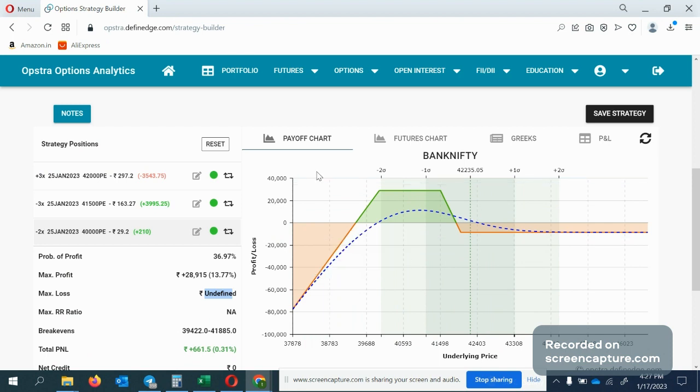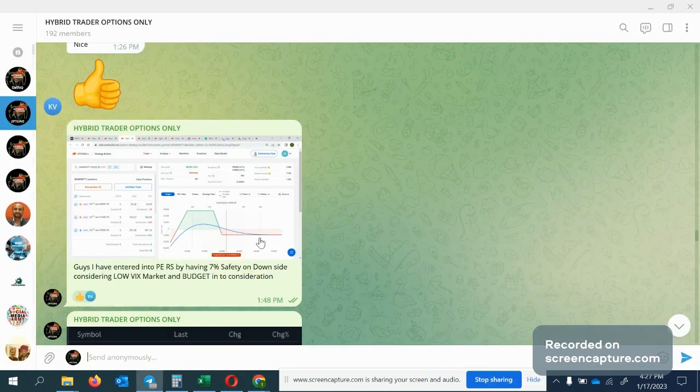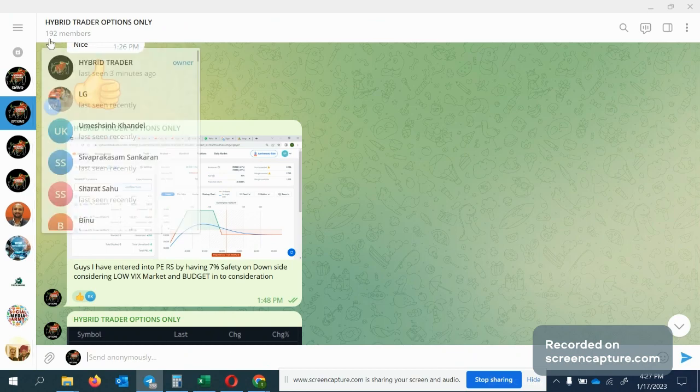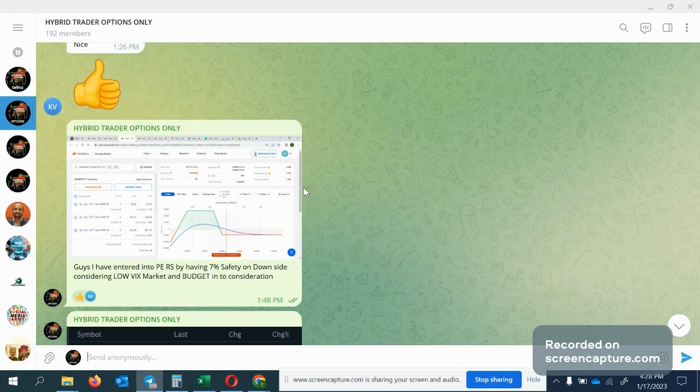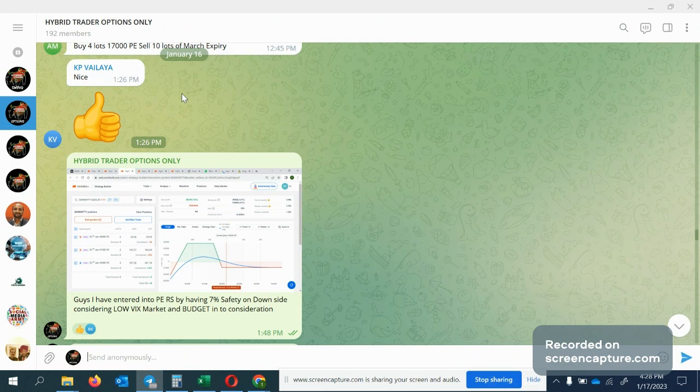Now, see what I've done is I deployed this trade yesterday. Let me show you whether this is a real trade or not. This is my paid Telegram channel, guys, wherein we have 192 folks who have joined my paid mentorship. If you look at the timing, let me show you.